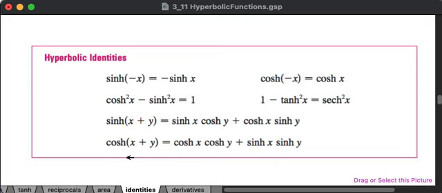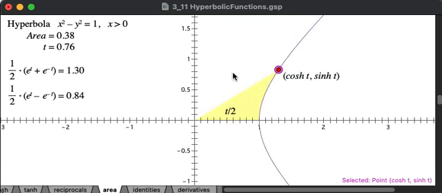And then there are the sum formulas for hyperbolic sine and cosine. And since the hyperbolic sine and cosine satisfy this identity, that is basically a hyperbola. So if you think of the cosh of some variable t as an x-coordinate and the sinh of some variable t as the y-coordinate, then they lie on this hyperbola x squared minus y squared equals 1.